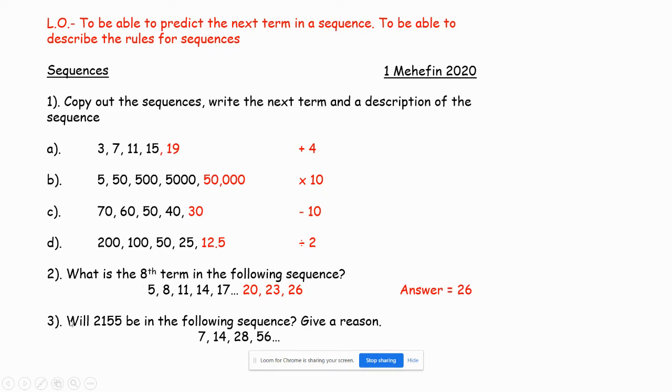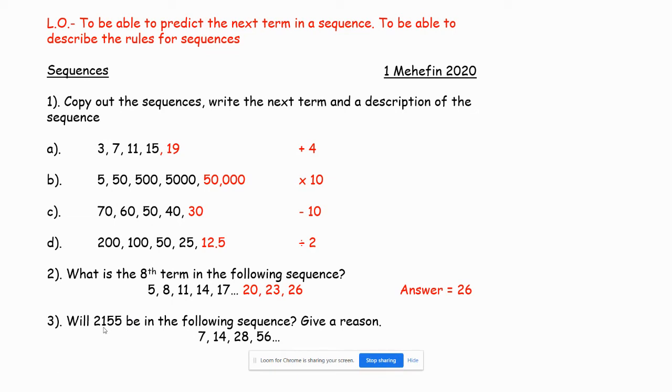Then question 3. Will 2155 be in the following sequence? Give a reason. Okay, so let's think about it. What's happening here? These are going to be 7, and then it's doubling and doubling and doubling. So what we could do is we could keep doubling until we get up to here, and then we'll see whether it's in there or not.